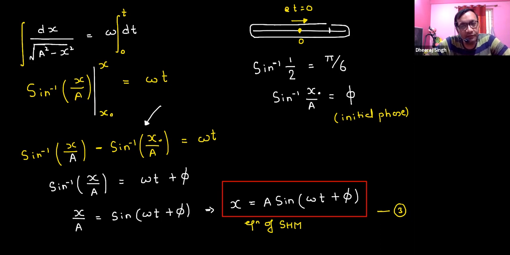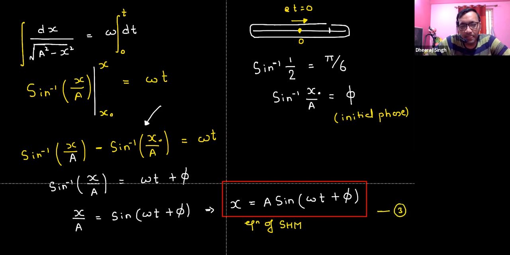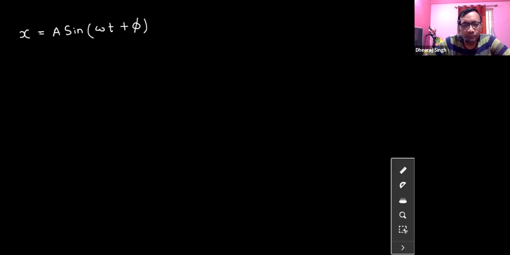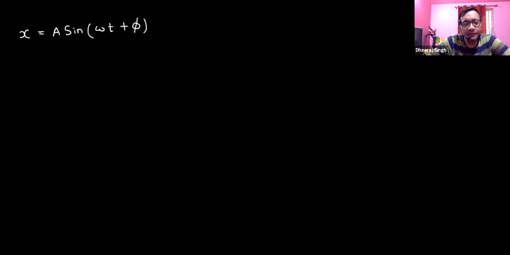Can we find out v as a function of time? Everyone, what is v as a function of time? Can we find out that? It's very easy. Differentiate with respect to time. Don't hesitate. It's direct. V is equal to dx by dt. This is equal to what? A omega cos of omega t plus phi. Okay. So we have velocity as a function of time now.